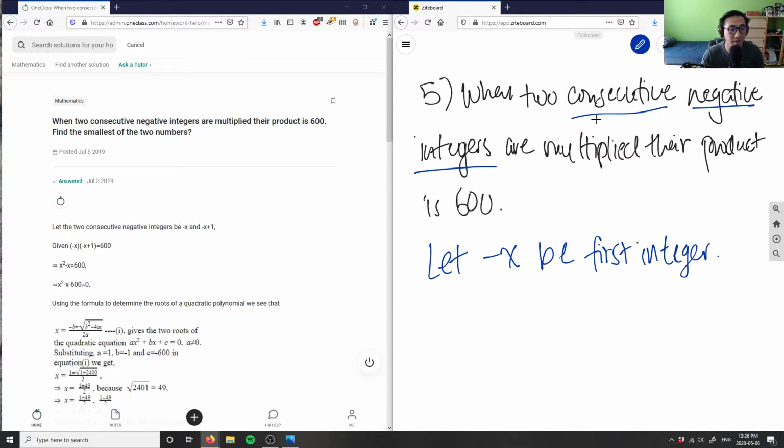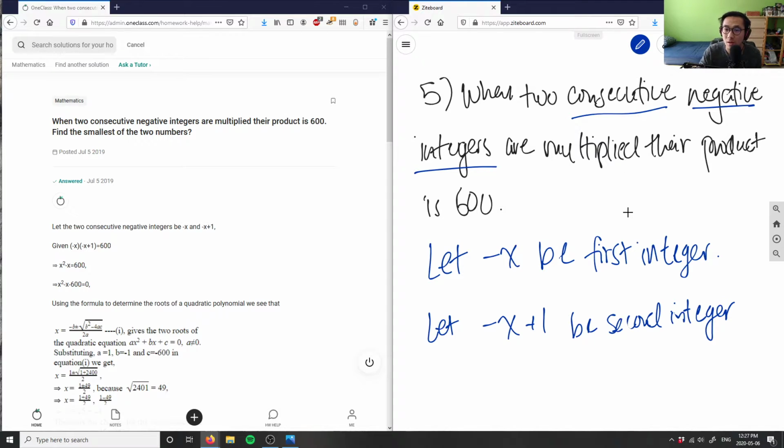I have two consecutive negative integers, which means one of them has to be negative x, and the other one has to be negative x plus 1, right? Because it's consecutive. It's right beside that number. For example, if it was negative 3, the next consecutive integer of negative 3 would be negative 2, right? It's simply negative x plus 1. So this would be the second integer.